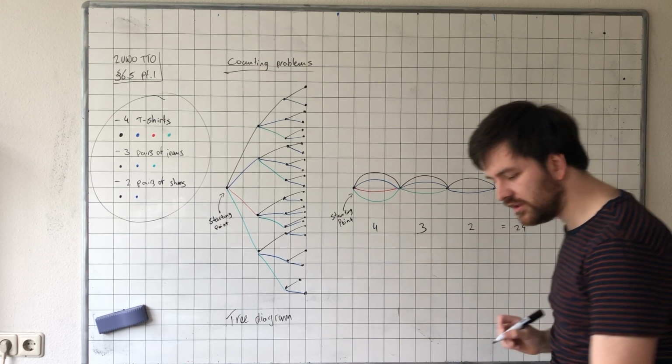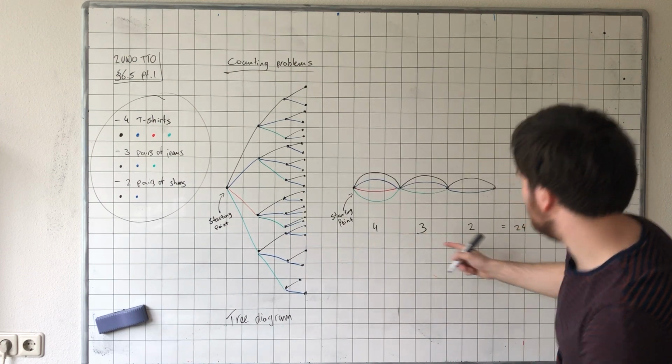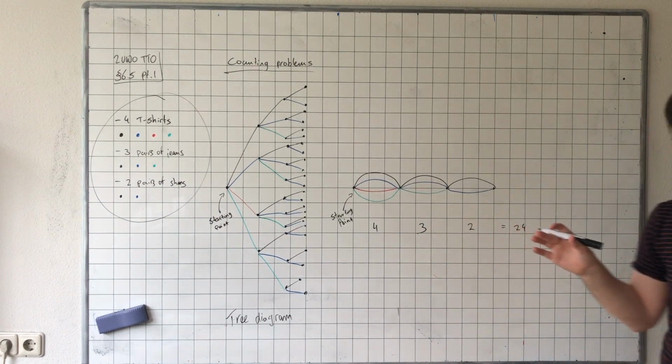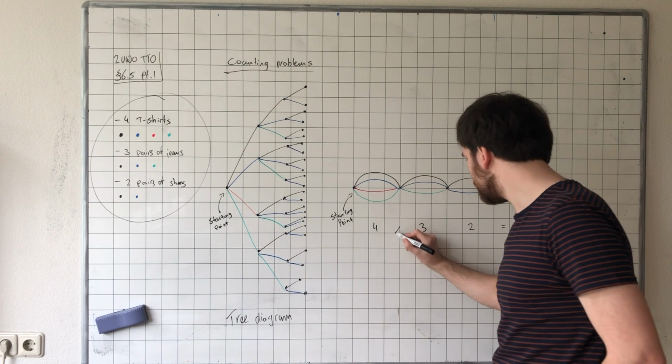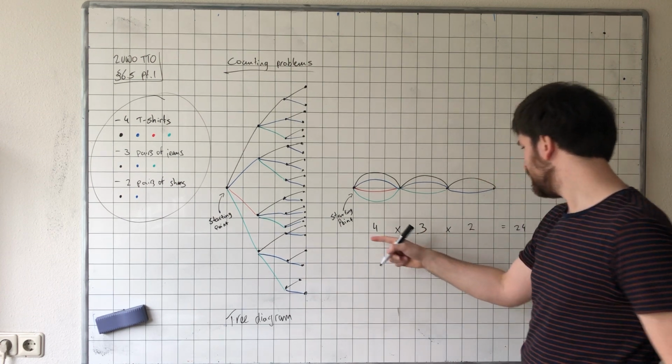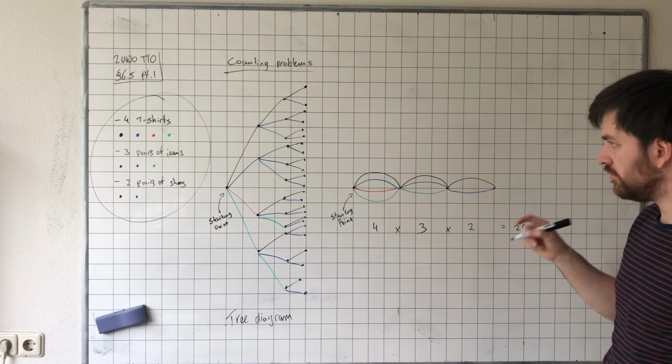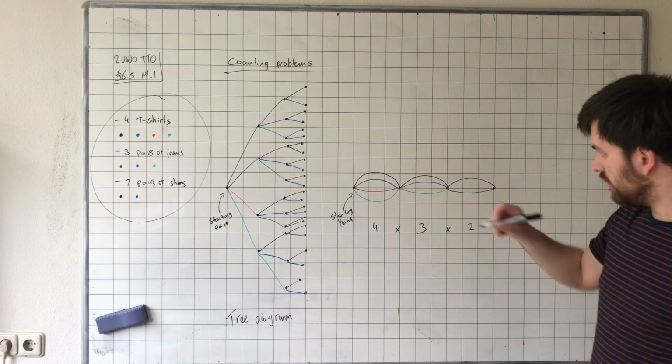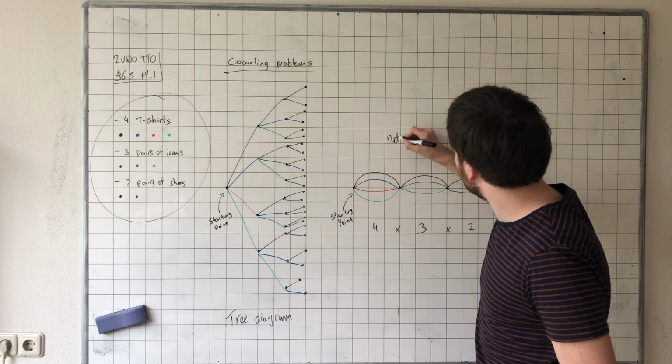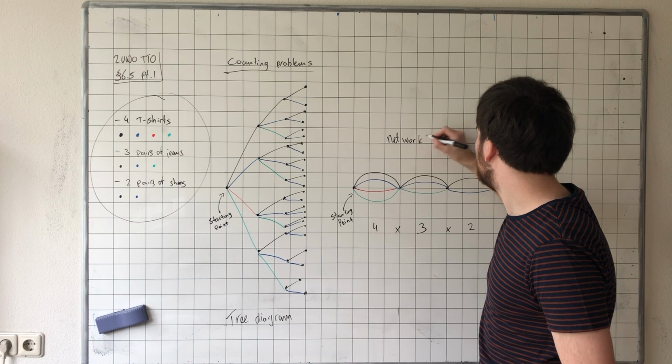So how did we get that answer? Maybe some of you have already noticed we are multiplying these numbers. 4 times 3 times 2 is 24. This thing over here is called a network diagram.